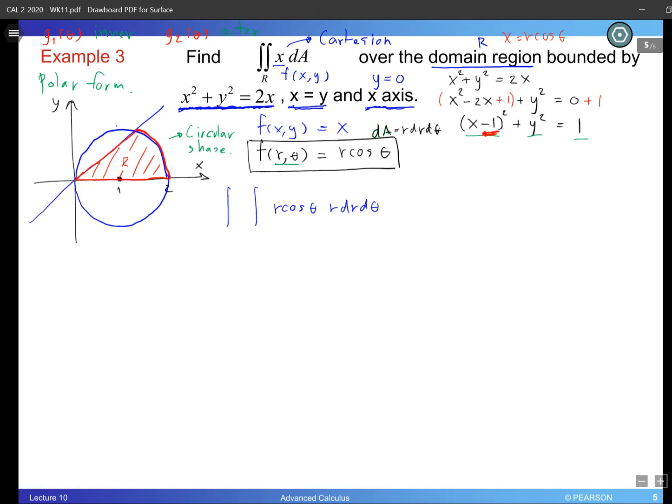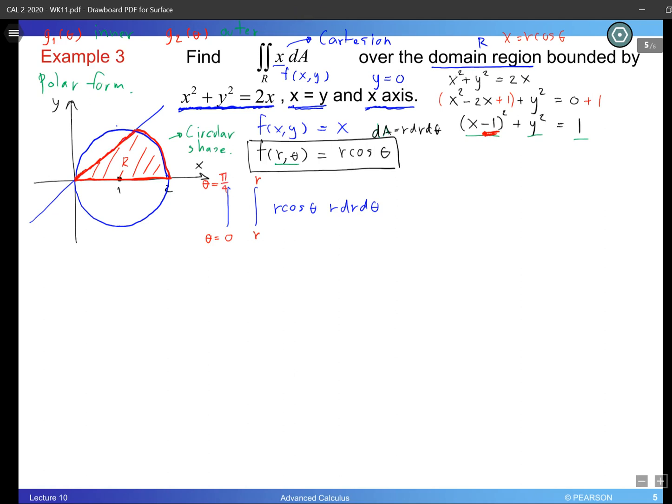Now the next job is to take a look at the details of the boundaries. We have to look at the starting point of the radius sweeping and the end point of the radius, the outer curve, and the starting point and end point of the angle value. Why don't we start with the easier one, the starting point of the angle. As you can see here, this line, the x-axis, represents theta equal to 0. Easy. Now let's take a look at this one, x equal to y. This line represents the angle of 45 degrees, so it's pi over 4.